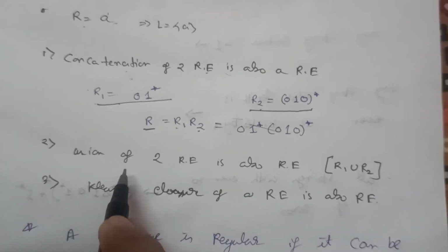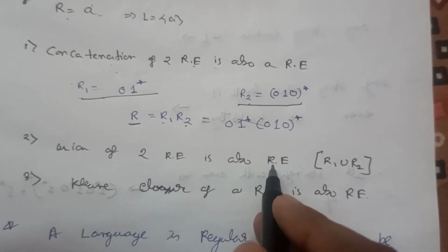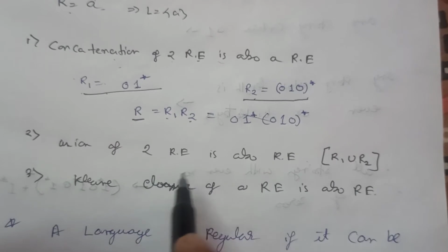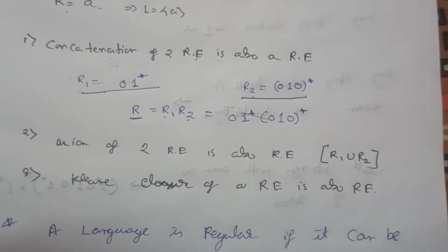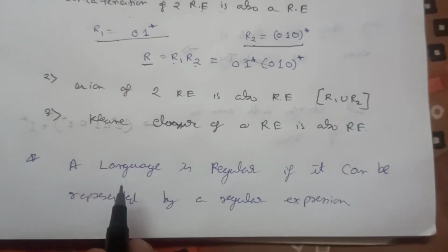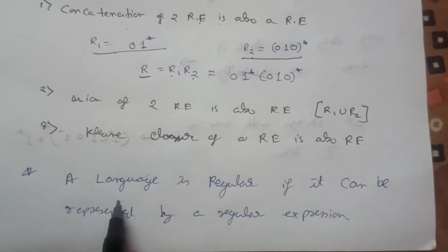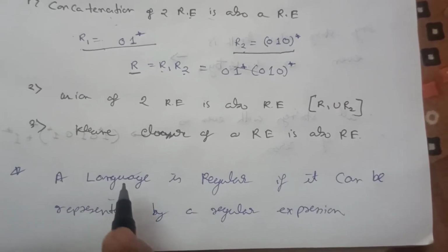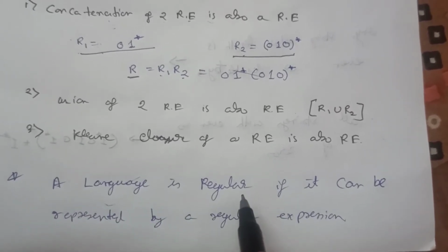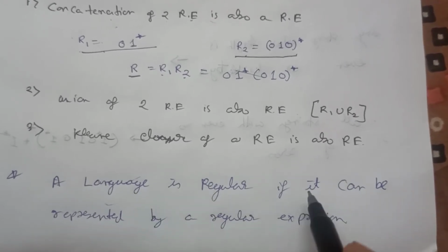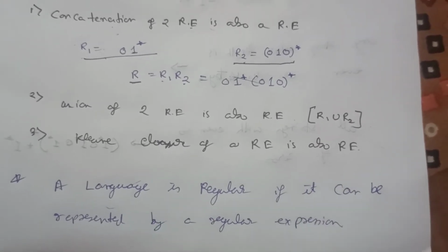The next point is that the union of two regular expressions is also a regular expression. So R1 union R2 is also a regular expression, and the Kleene closure of a regular expression is also a regular expression. You have to remember these properties. This is not something very huge, just remember this. So what is a regular language? A language which is represented by a regular expression is a regular language. A language is regular if it can be represented by a regular expression.